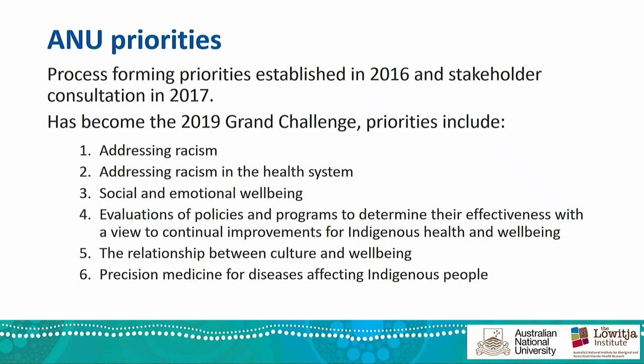So addressing racism, including in the health system, social and emotional wellbeing. I'm sure you've all read the guidelines for the Grand Challenge. These are the priorities in the Grand Challenge. I'm particularly interested in number 5. So you can see right at the national level through to our research institutions, through to ANU, how all of those different priorities are set out. It's quite clear.